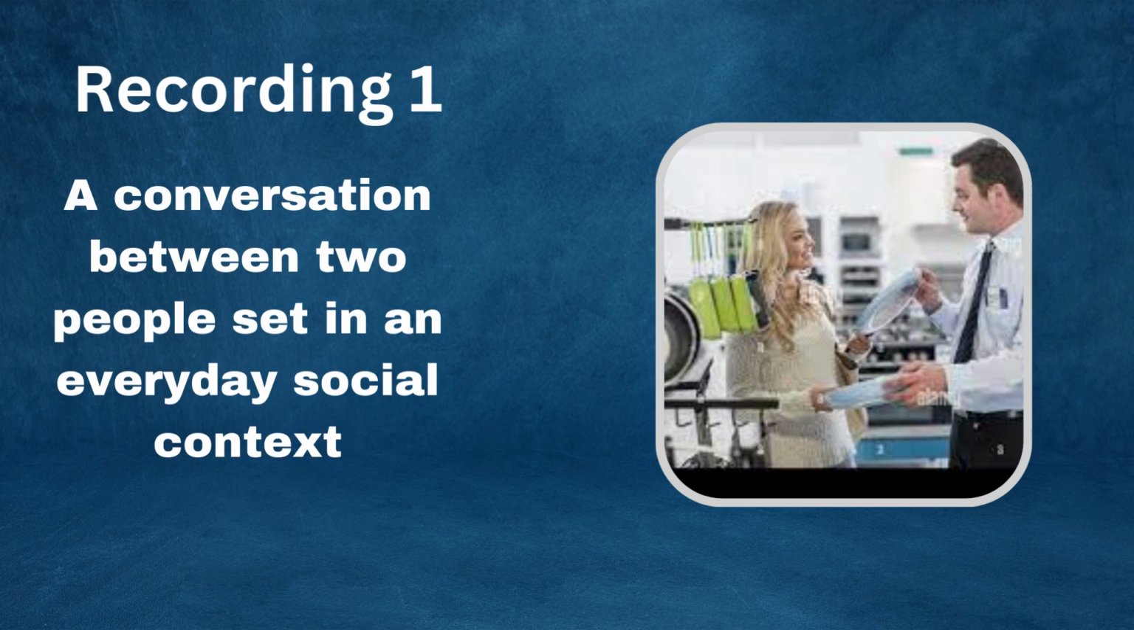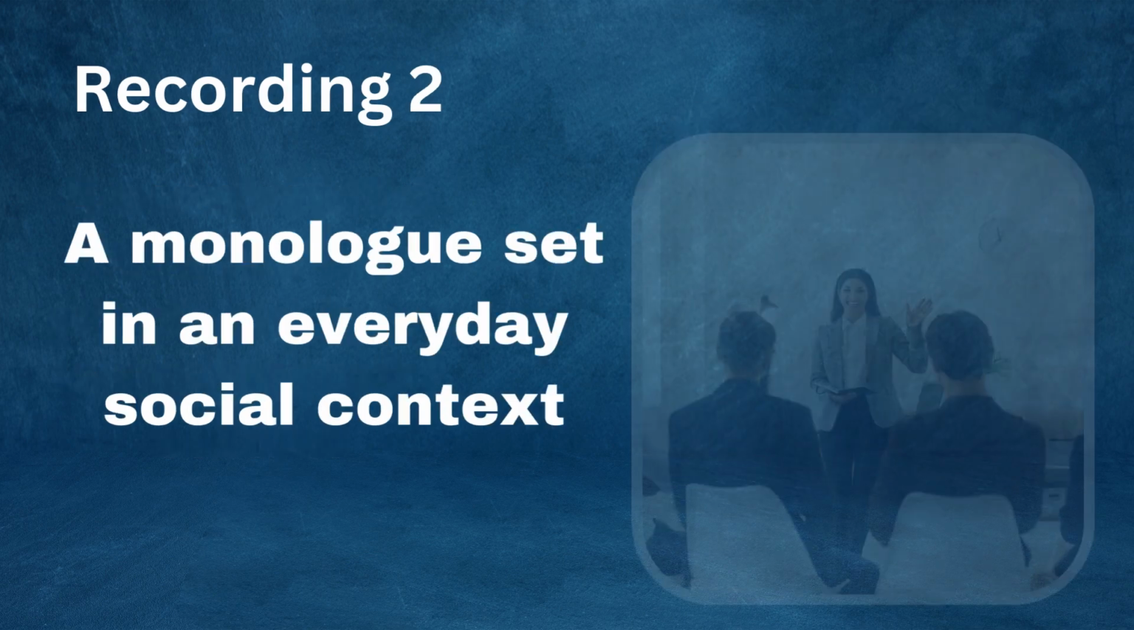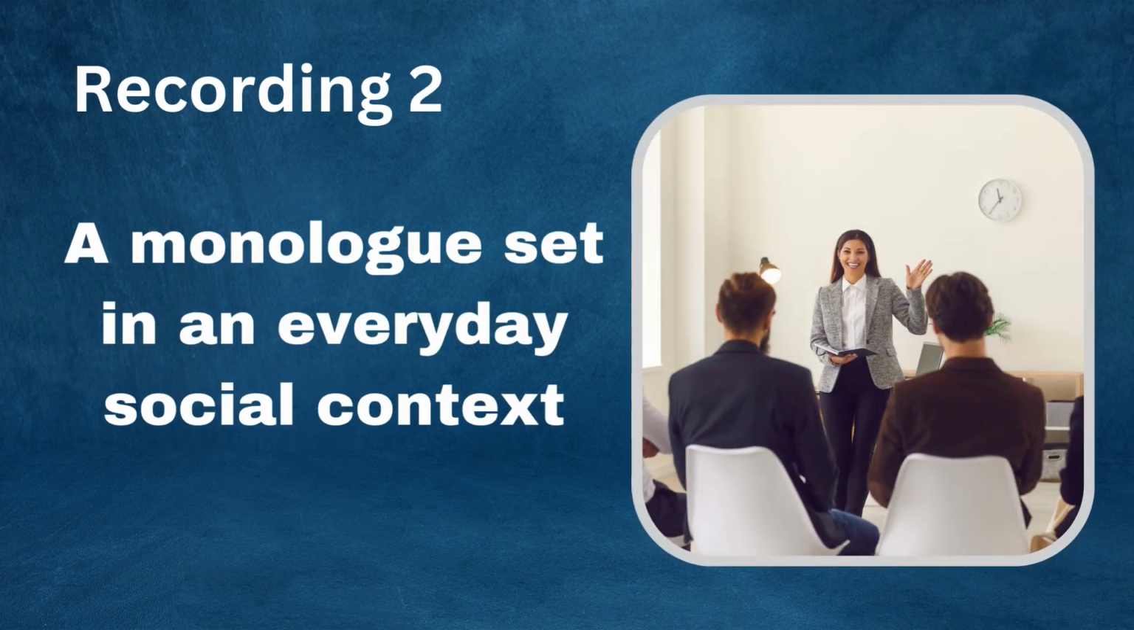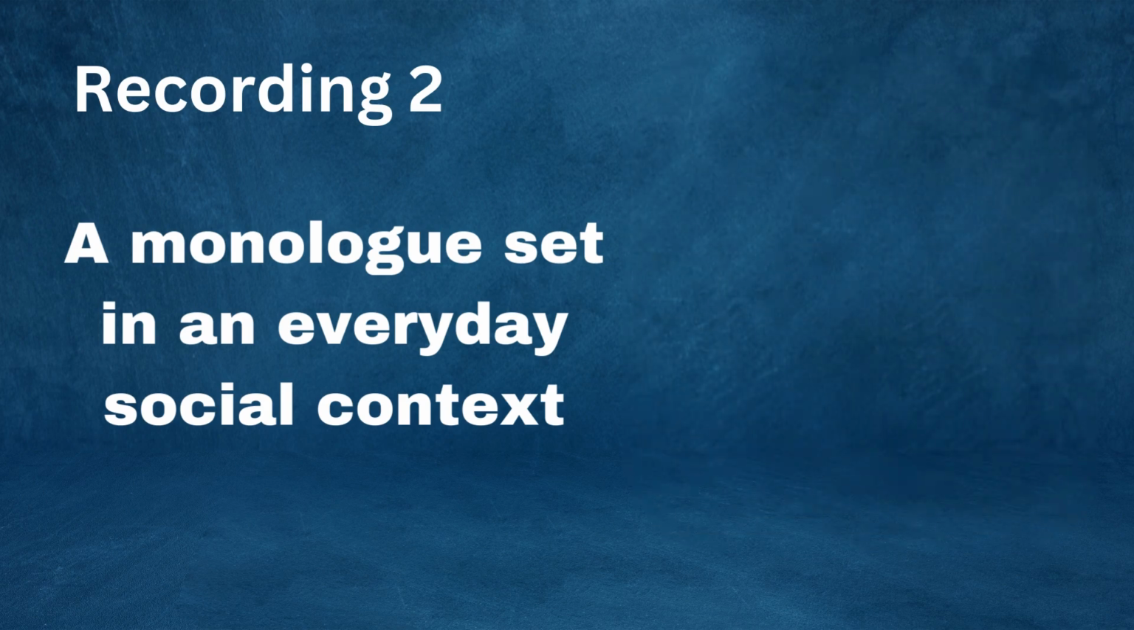Recording number 1 will be a conversation between 2 people set in an everyday social context. For example, a conversation between a shop assistant and a customer. Recording number 2 will be a monologue set in an everyday social context. For example, a speech about local facilities like transport facilities or medical facilities. A monologue is a long speech delivered by a person.